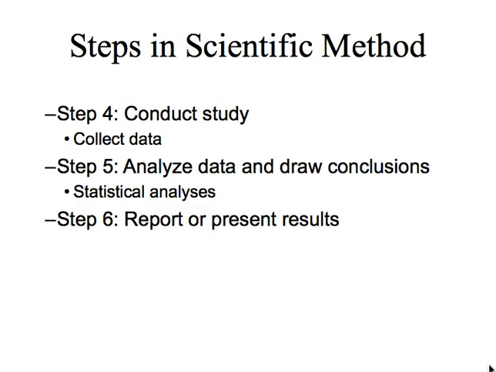Step 5. Analyze data and draw conclusions. Once the data are collected, researchers use statistical methods of analysis to determine whether the gathered data support the hypothesis. First, they summarize the raw data using descriptive statistics. Then they use inferential statistics to determine whether differences really exist.